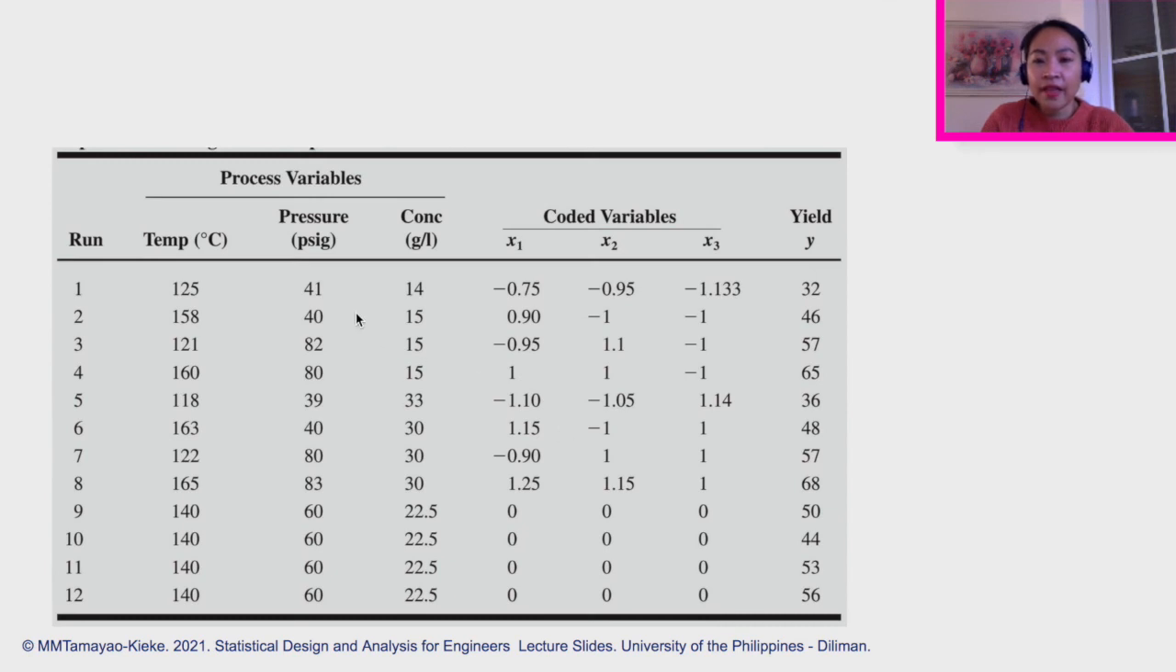Say that these are the actual temperature, pressure, and concentration values in the experiment. Given the required levels, and the relationship between the natural value and the coded variable, this can be translated in terms of the coded variables as such, and say that these are your observed values for your dependent variable.